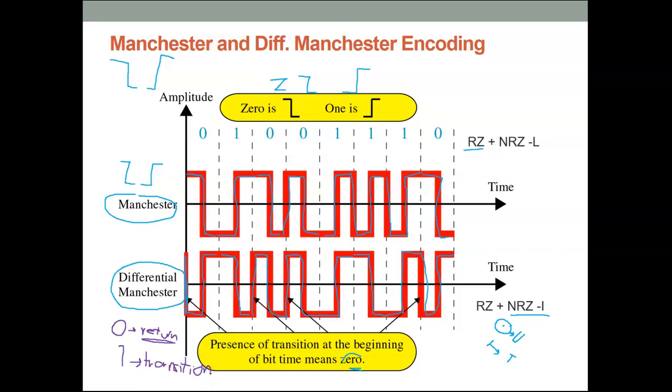Now after you finish this, try to make examples for yourself and draw the diagrams, so you can easily understand. You practice more, and the more you practice, the better you will understand. So this was the encoding scheme. You have binary data and you change it to signal, digital signal.